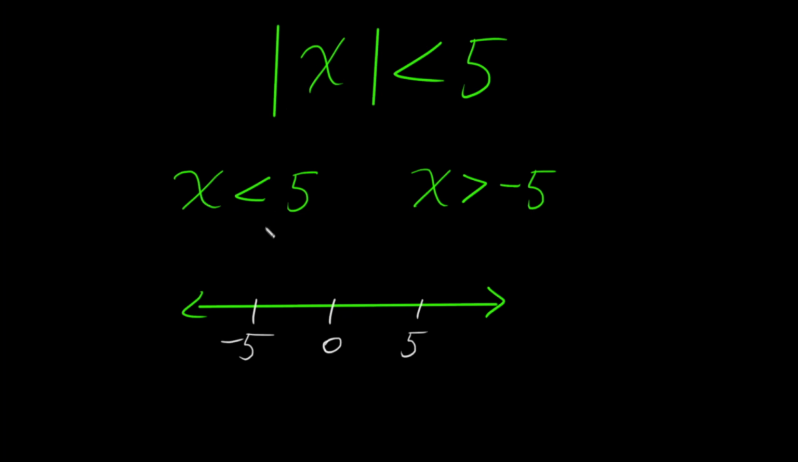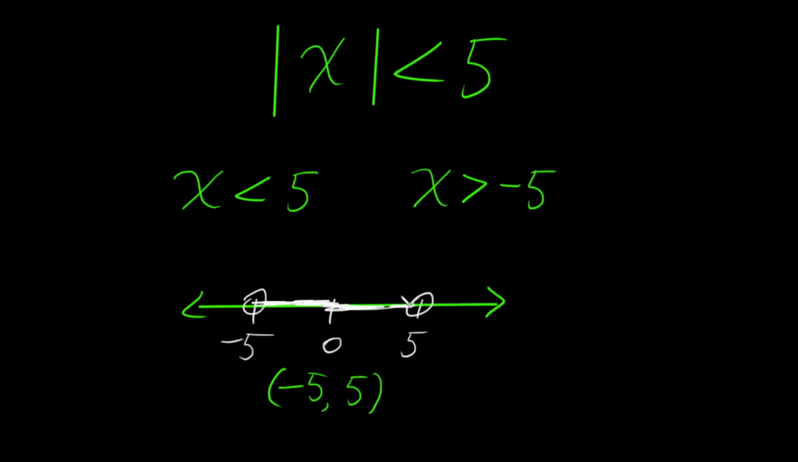If x is less than 5, then we're starting at the 5 and shading to the left. X is also greater than negative 5, so we're going to shade to the right from negative 5. Neither has an or equal to, so they're going to be open circles. And there's our final result. In interval notation, that would look like parentheses negative 5, comma 5, close parentheses.